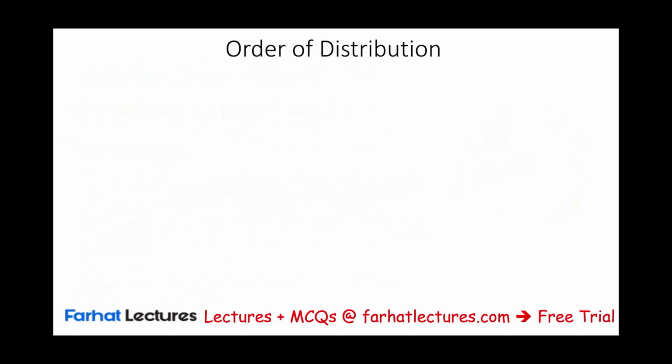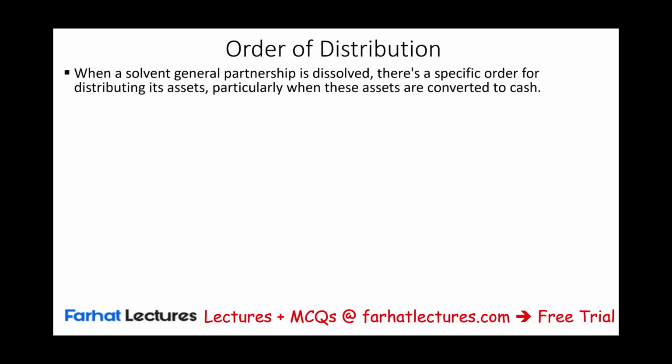Now let's talk about the order of distribution. Once we close the partnership, eventually we're going to have to take all the money, take all the assets, sell them, and distribute the money. How do we distribute the money? How do we liquidate the business? When a solvent general partnership is dissolved, solvent means their assets are more than their liabilities, there's a specific order of distributing its assets, especially when these assets are converted to cash.